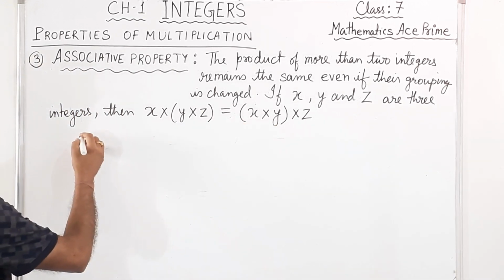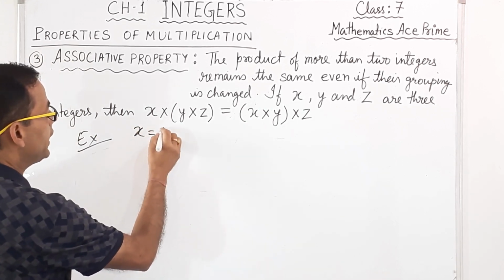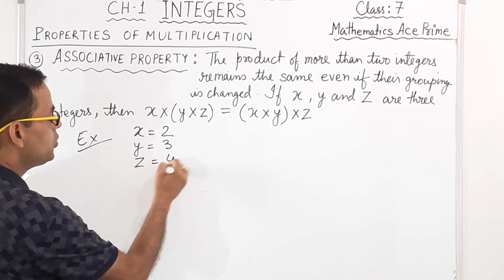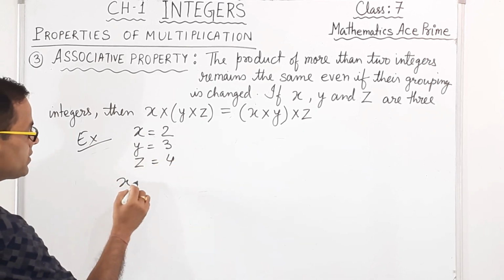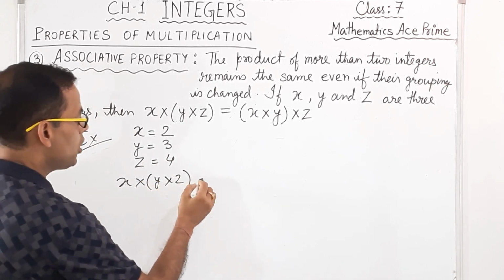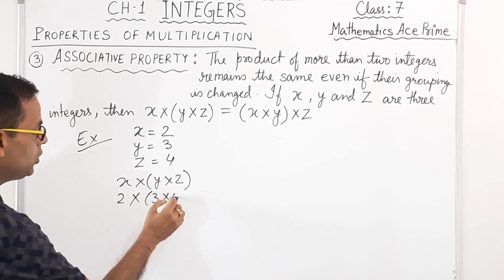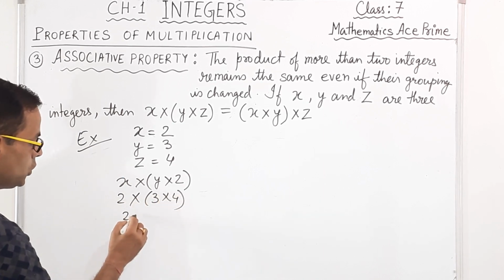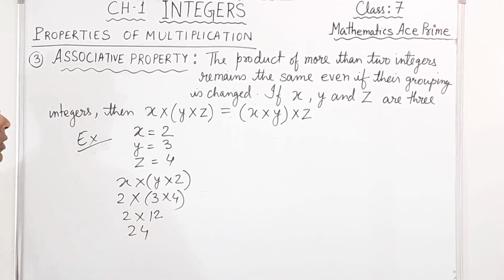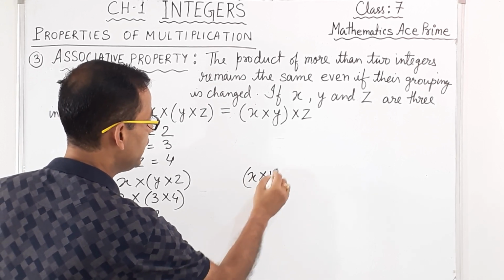Suppose I take one example, it will be more clear. x you are taking 2, y you are taking 3, z you are taking 4. Now x into y into z. So here it is 2 into 3 into 4. So what do you get? 2 into 12. So how much do you get? 24. Now if you change the grouping, x into y and then z.